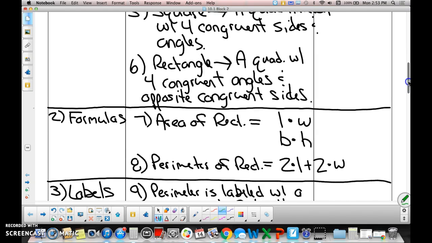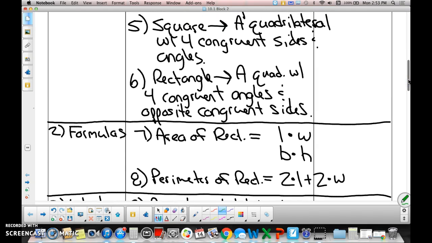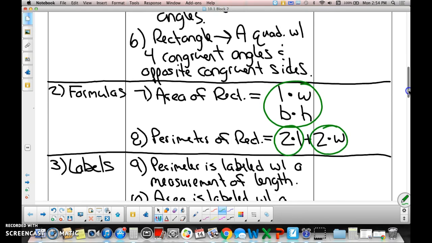Super important, these should be review formulas. For the area of a rectangle, length times width, base times height. They mean the same thing. And the perimeter would be 2 lengths of a rectangle added to the 2 widths of a rectangle, or 2 times length plus 2 times W. Right, Annika? Yes. Right on.